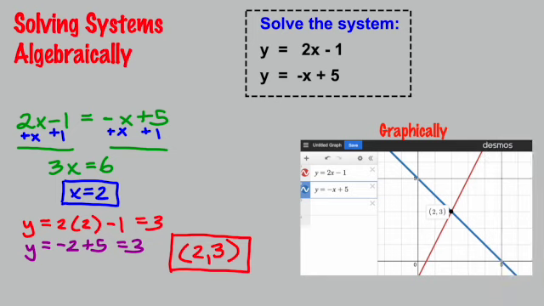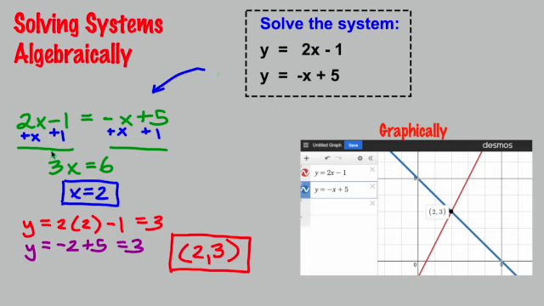So how does solving systems algebraically work? What I have over here is a couple of equations, y equals 2x minus 1 and y equals negative x plus 5, and these are both lines. Because they're both equal to y, you can set 2x minus 1 equal to negative x plus 5. So you'll see that right over here where I've done that.